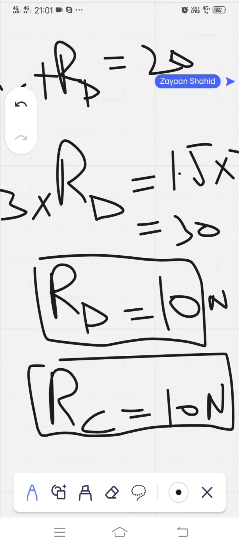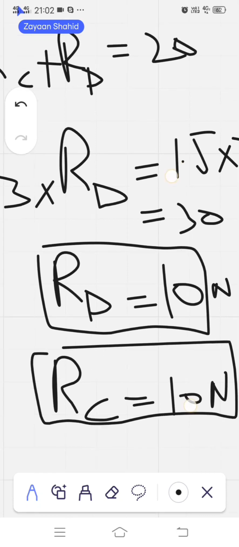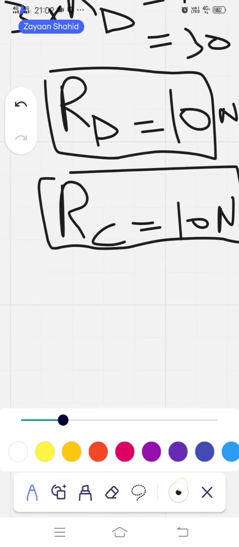Now let's practice question number 2. In this question, each of the diagrams shows a light rod in equilibrium in a horizontal position under the action of a set of forces. There are sets of forces here, more than 2, like 3, 4 or 5 forces. Find the values of the unknown forces and distances. Okay, let me draw the given diagram.